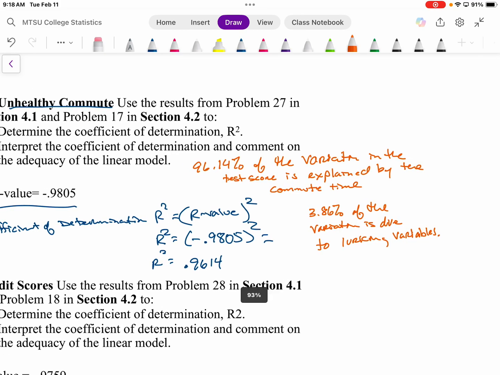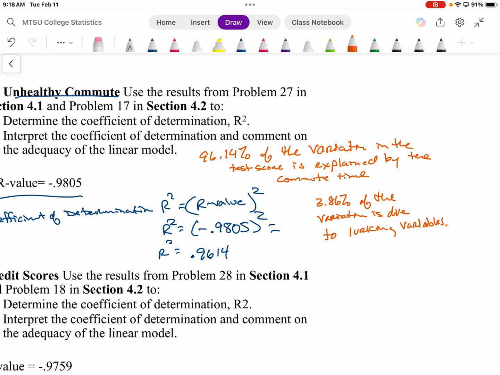And again, they ask us to interpret the coefficient of determination. We did that, and then we comment on the adequacy of the linear model. For me, the R squared value being high, above 0.9, lets me know that the linear model is appropriate. I know it's a strong negative linear correlation. As the commute time increased in those problems from the previous lesson, the score on the test decreased. And so that linear model was appropriate.